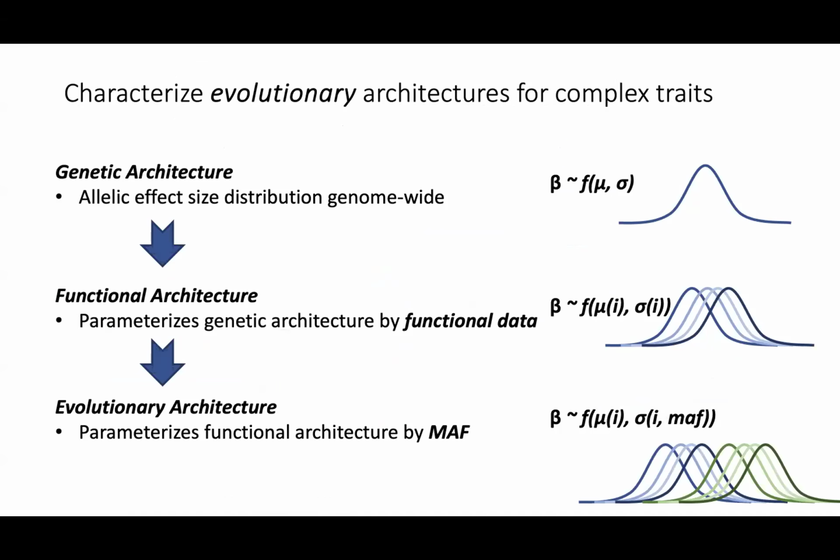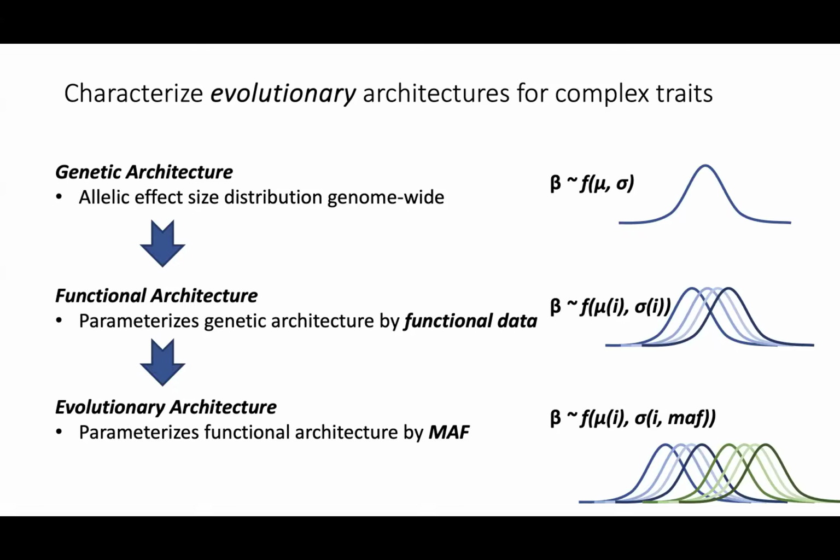With that in mind, one of the big things my group is trying to dissect is this notion of an evolutionary architecture for complex traits. So what does that mean? Broadly, a genetic architecture is a fancy term for characterizing the distribution of genetic effects. You can think about characterizing the parameters for a family of distributions that describe how the effects of genetic variants relate to some disease or trait of interest.